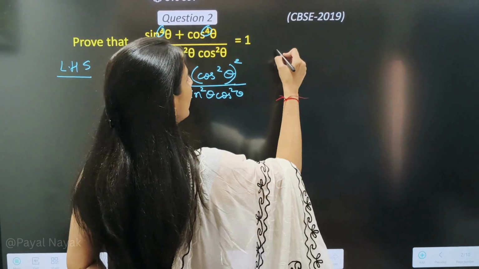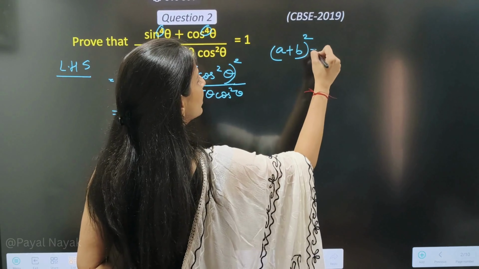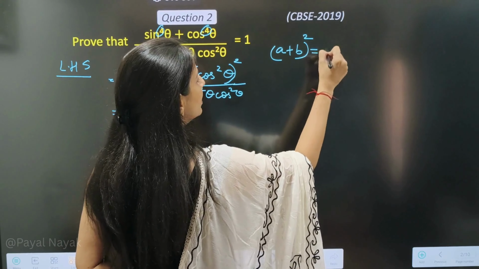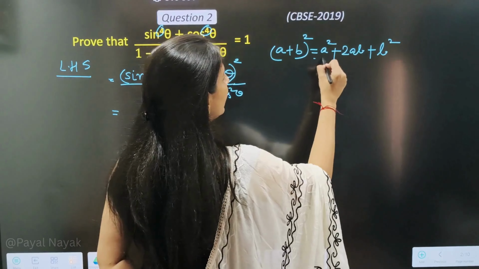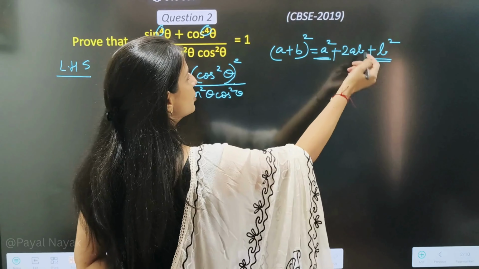Now you have studied one identity, that is a plus b the whole square. What is that identity? The identity is a square plus 2ab plus b square. Correct? Now in this, if I just keep a square plus b square on the RHS and take this term on this side, what will I get? a plus b the whole square minus 2ab is equal to a square plus b square. Do you agree with this?